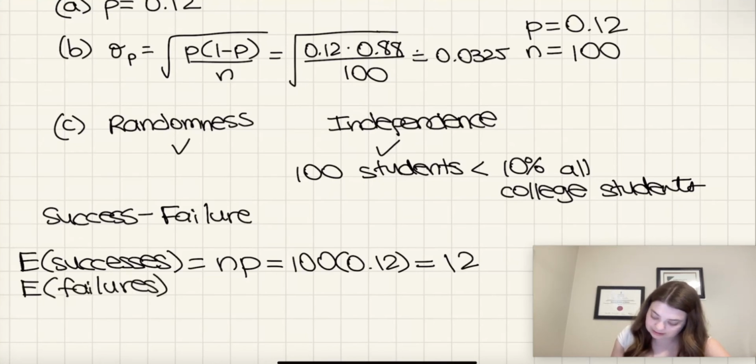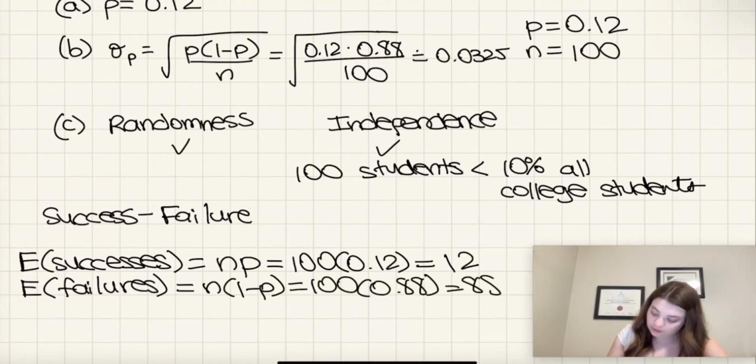Well, there's actually two ways to do this. We could do n times 1 minus p to get that it's 100 times 0.88, which is 88. Or we could notice that every student either will be a success or a failure in this context, and there's 100 students being surveyed. So if the expected value of successes is 12, that means the other 88 of those 100 students would have to be failures, right? So 100 minus 12 gives us 88 is another way to do it as well. So either of these is good.